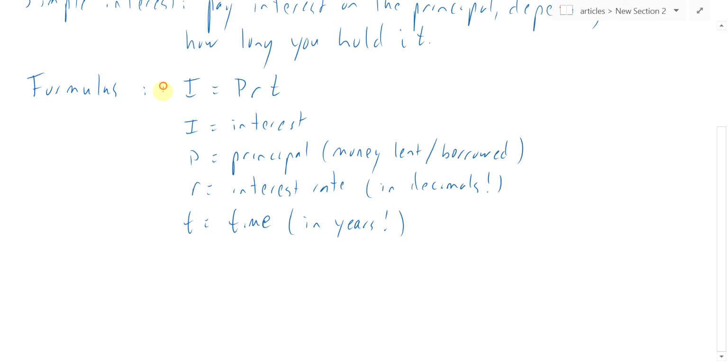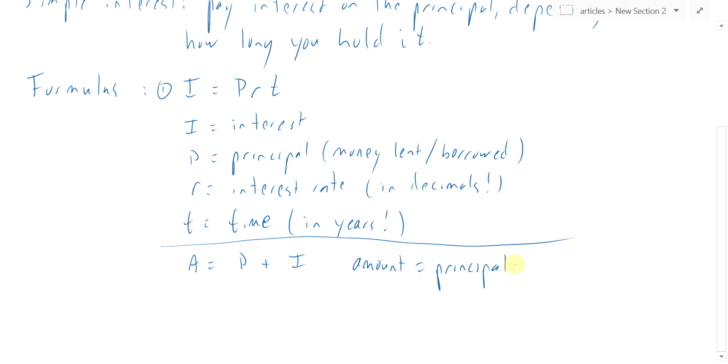The second formula, we'll call that formula 1. The second formula is for the amount. So in any account, in any kind of financial situation, the amount of money in an account or the amount of money that's owed on a loan, anything like that, is the principal. That's how much you actually borrow or is lent or you have in the account, plus the interest. So principal plus interest, that's the amount that you have.